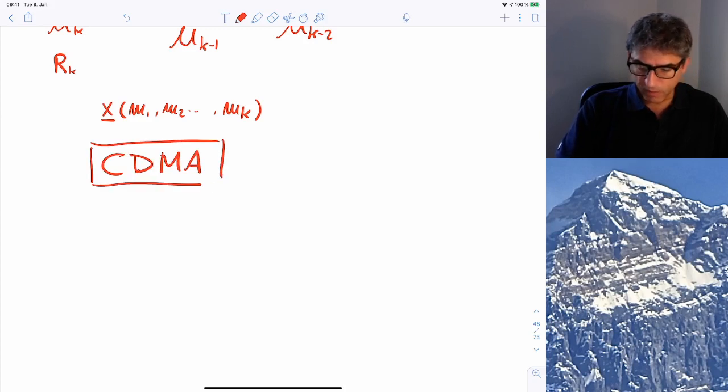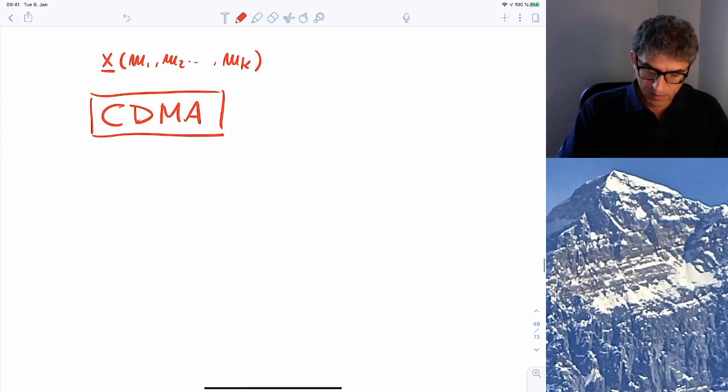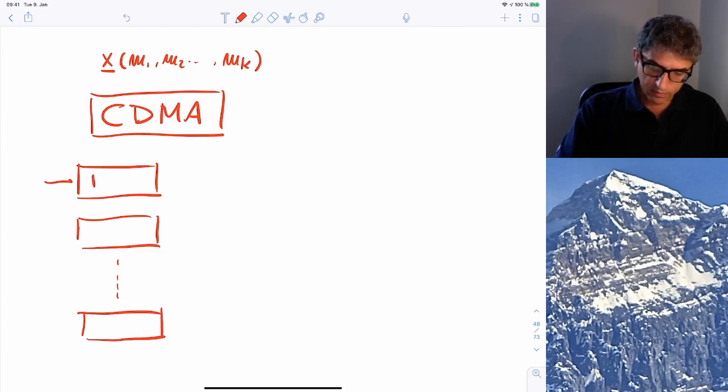Code division multiple access works exactly like that. We want to transmit simultaneously to K users, and the transmitter will have a bank of encoders. These are, for example, binary encoders or whatever: encoder 1, encoder 2, until encoder K. These are information bits.